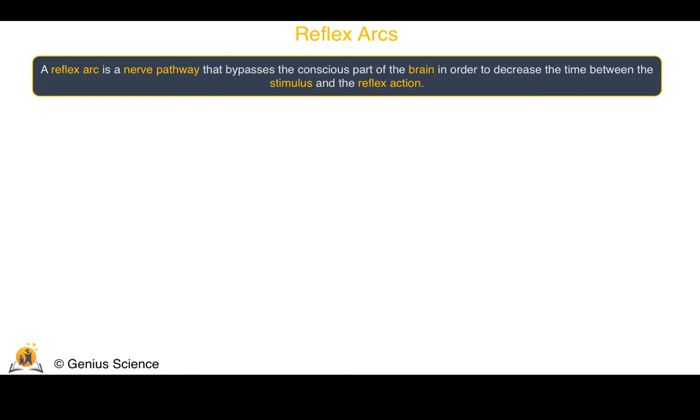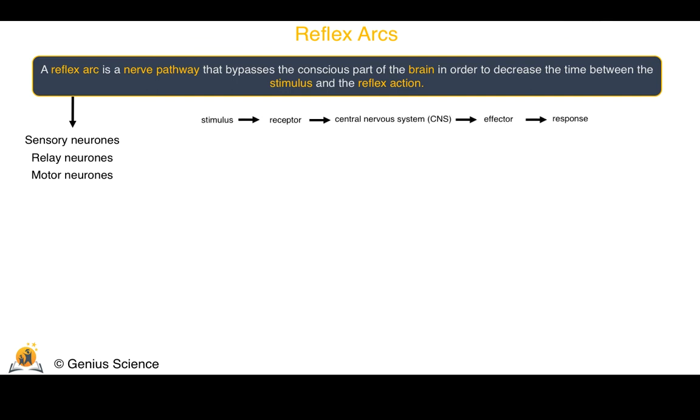Reflex arcs involve all three neurons: sensory neurons, relay neurons, and motor neurons. We have already discussed sensory neurons, located between the receptors in the sense organs and the central nervous system, and motor neurons found between the central nervous system and the effector. Remember, the effector is either a muscle or a gland. However, we are yet to discuss the third neuron, the relay neuron, and this connects a sensory neuron to a motor neuron and is found in the central nervous system.